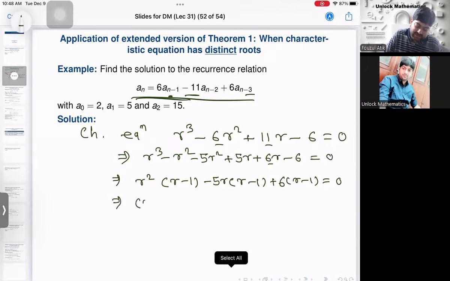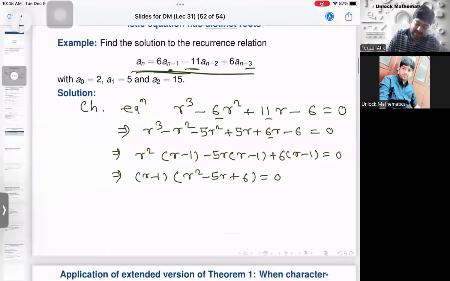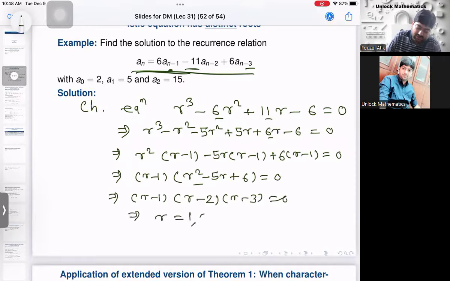Now I'm taking r minus 1 common, so r minus 1 into r square minus 5r plus 6 is equal to 0. This part we can easily calculate using the formula minus b plus or minus root over b square minus 4ac by 2a. Then I get r minus 1, r minus 2 and r minus 3 equal to 0. So r is equal to 1, 2, and 3. These are three distinct roots, so I can apply the previous theorem.